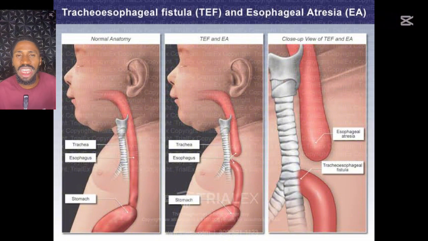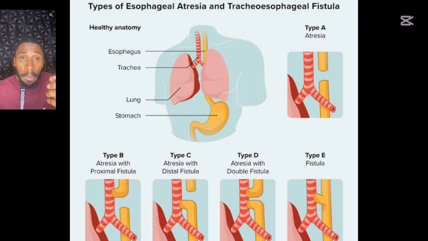tracheoesophageal fistula. Now in 90% of the cases, the proximal part of the esophagus forms a blind end sac, while the distal part of the esophagus is fused to the trachea at the bifurcation. The distal end of the esophagus is fused at that site, while the proximal part forms a blind sac. It can also form in different ways. Both the proximal and distal ends can form blind sacs and not be connected to the trachea, but that is in 1% of the cases. It can also be that the proximal end is connected and the distal end is not connected.